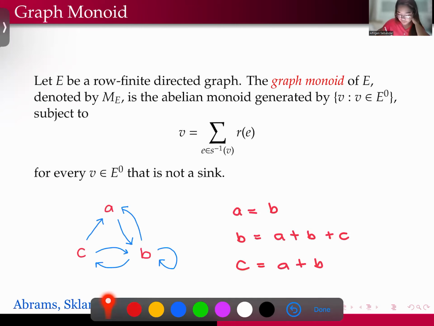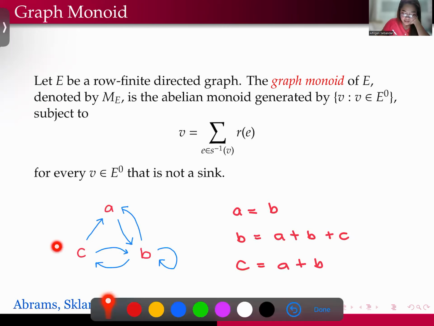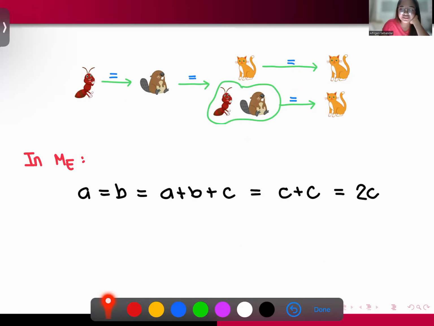And in 2010, Abrams and Sklar actually utilized the graph monoid with the mad veterinarian problem, with this graph here. So as you see here, for example, A is equal to B because A is just emitting one edge, which goes to B. And B is equal to A plus B plus C because it's emitting those respective vertices. Therefore, the transformation that we did earlier is actually just a very simple calculation in the graph monoid, which gives us A, representing ant, equaling 2C, representing two cats.